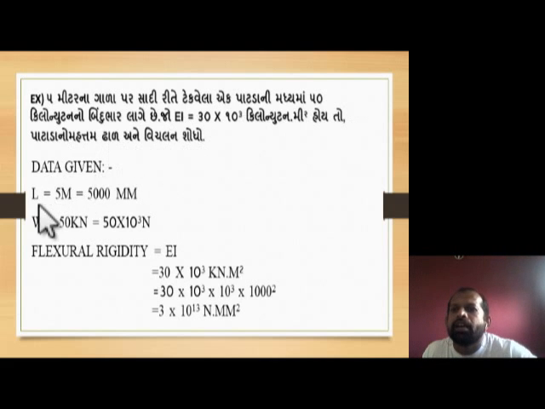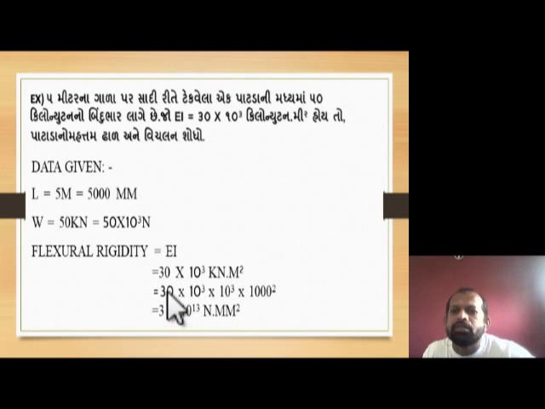So the data given are: length of the simply supported beam is 5 meter, that is converted into 5000 millimeter. Load exerted at the midpoint of the simply supported beam is indicated by W. W is equal to 50 kilonewton, that is converted into 50 into 10 raised to 3 Newton. Flexural rigidity is given as EI. So EI is given in kilonewton into meter square. We have to convert that kilonewton into meter square into Newton and millimeter square. So the data given is 30 into 10 raised to 3 kilonewton into meter square.